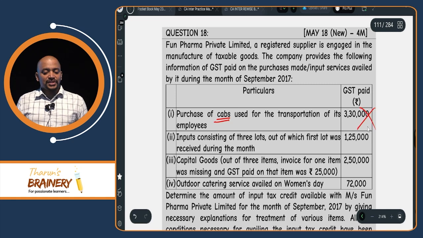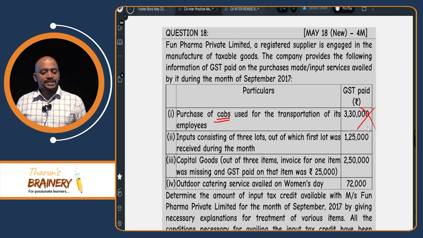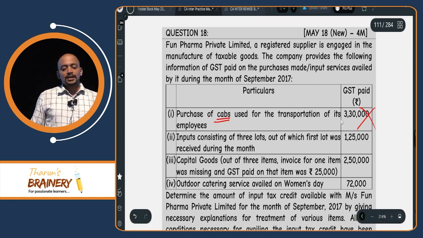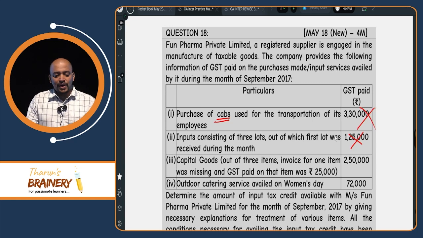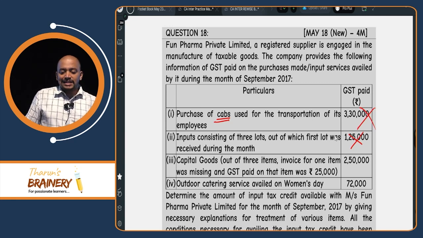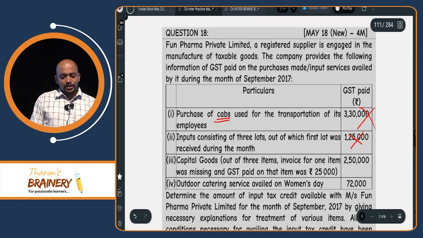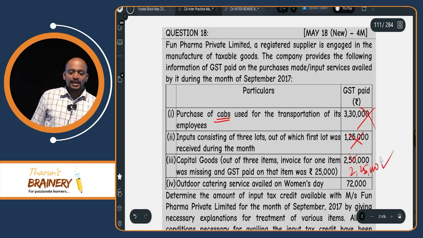Inputs consisting of 3 lots, out of which first lot was received during the month. So only on last lot, so ITC not available. Capital goods, out of 3 items, invoice for 1 item was missing and GST paid on that item was 25,000. 2 lakh. So therefore 25,000 invoice is missing, means not in possession of tax paid document. So 2,25,000 can be availed as ITC.